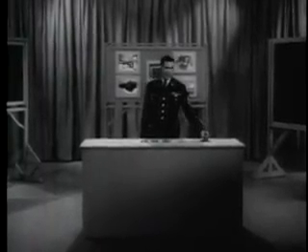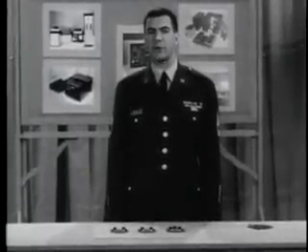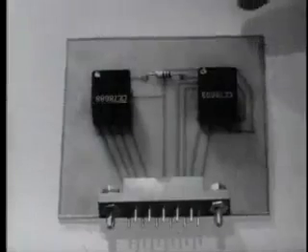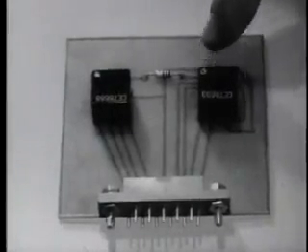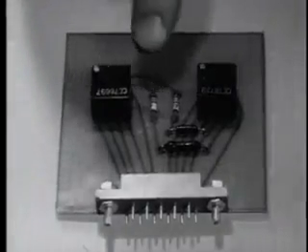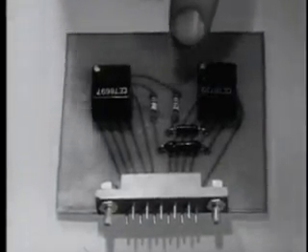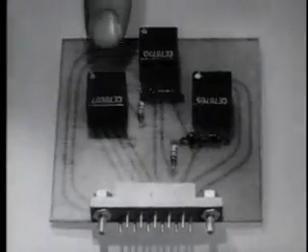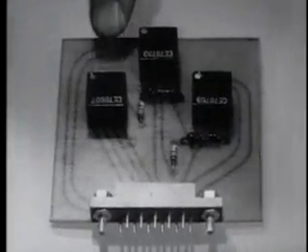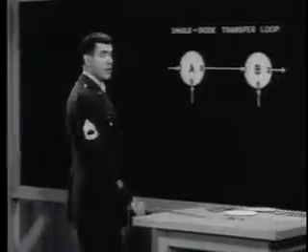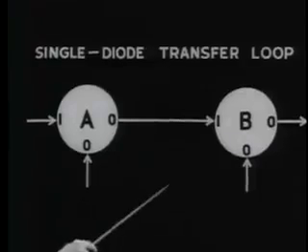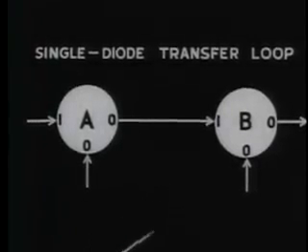In the first film of this series, we examined the basic properties of magnetic cores. In this film, we'll be dealing with three types of core transfer loops: the single diode transfer loop, the split winding transfer loop, and the inhibit transfer loop. The simplest of the three has already been described: the single diode transfer loop.